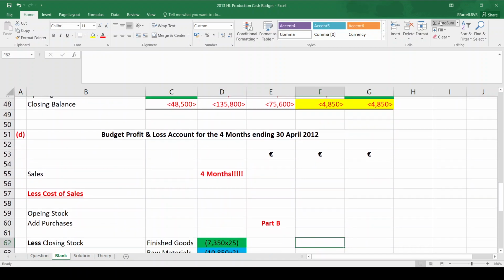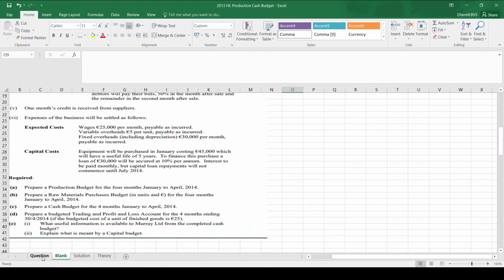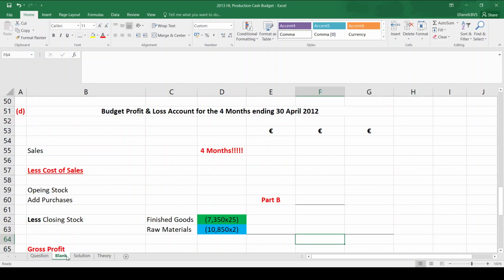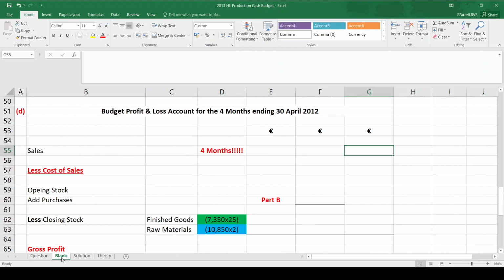Part D then is a budgeted profit and loss account. So for Part D, it's a budgeted profit and loss account, and it tells us the cost of a unit of finished goods is €25. Again, we just need to be careful. This is only for 4 months we're asked to do this. So for the sales, I'm going to add up my sales from the question, but again, it'd be an easy mistake just to add them all across. It's only the first 4 months. So 210, 240, 300, and 270.